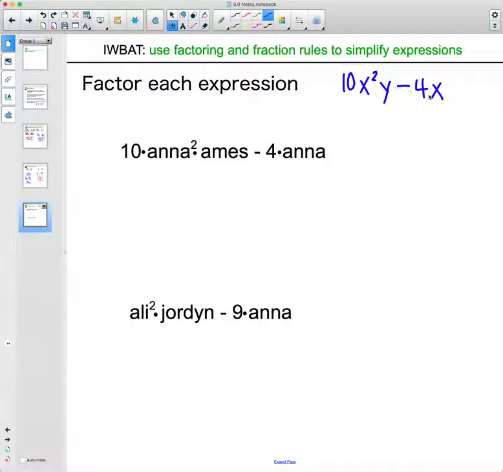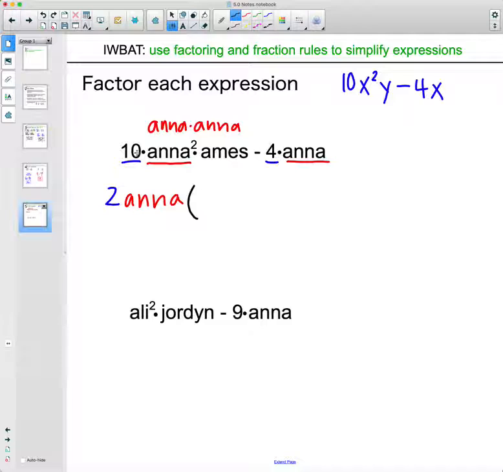So you're looking for what's in common to factor out those common factors. So first, let's take a look at what's in common between 10 and 4. Well, a common factor would be a 2. Then you hopefully also see, okay, that Anna is in common between here. So this is actually 2 of them, right? This is actually Anna times Anna. So we've got 2 here, 1 here, so we're going to pull 1 out. And then Ames is only in the first one. He's not in the second one.